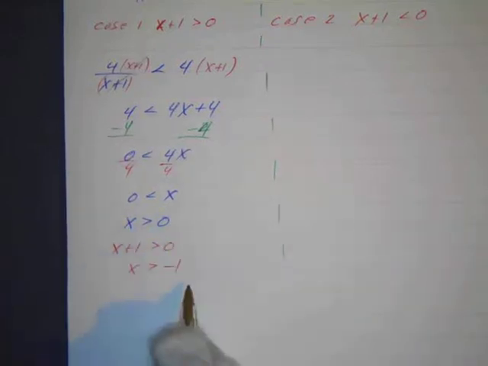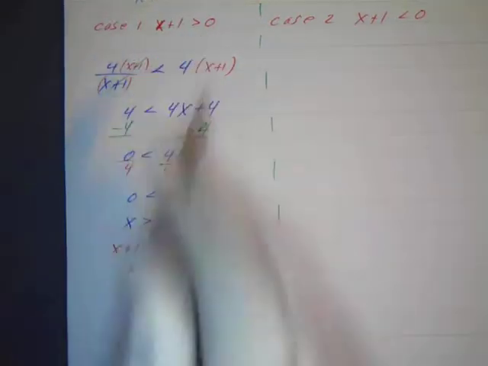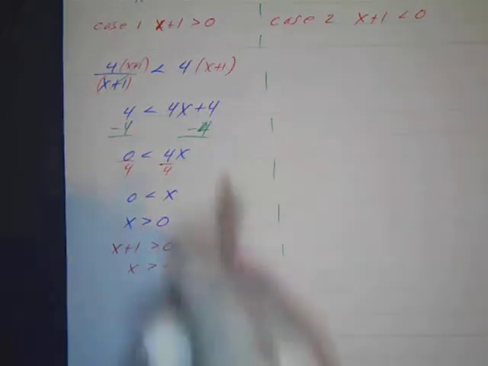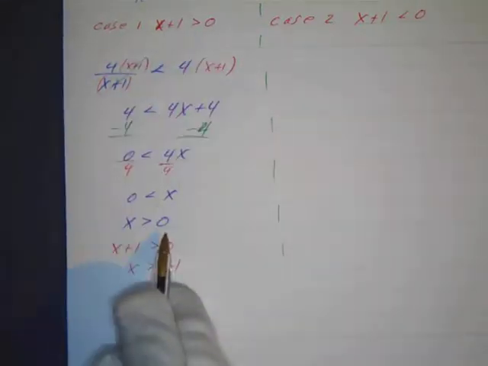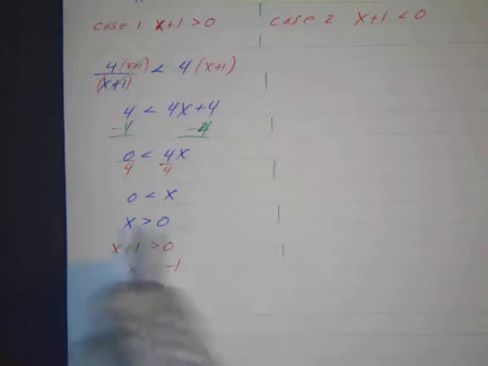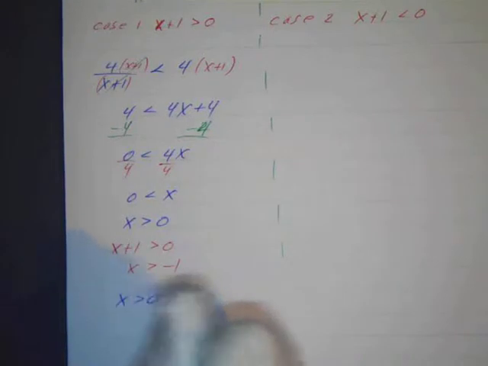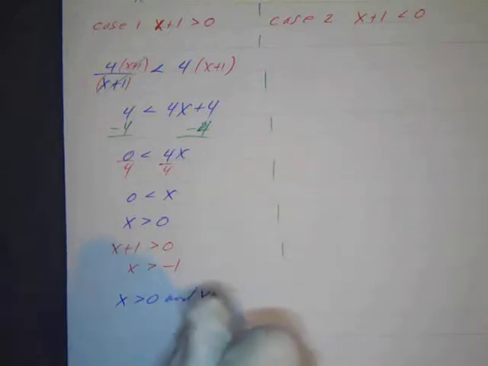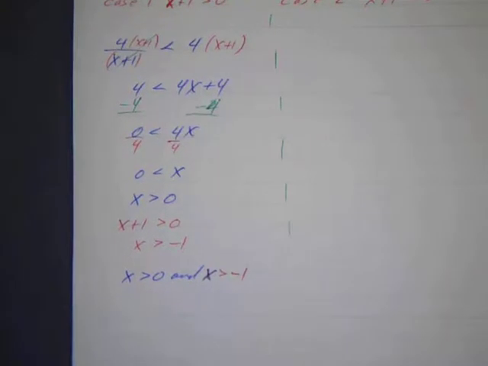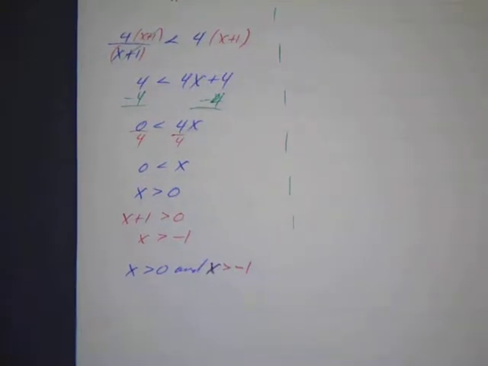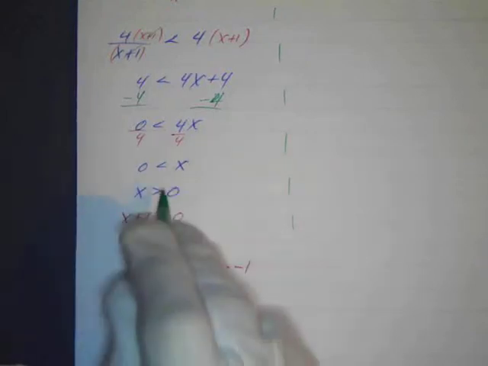So it has to be both these cases. In other words, when x plus 1 is greater than 0, x is greater than 0, or x is greater than negative 1 and x is greater than 0. So we have these two cases. X is greater than 0 and x is greater than negative 1. Okay, so we got these two different cases. And this is a conjunction. It's got to be both at the same time.